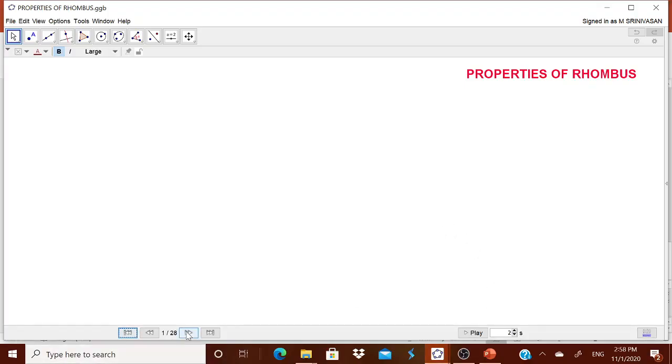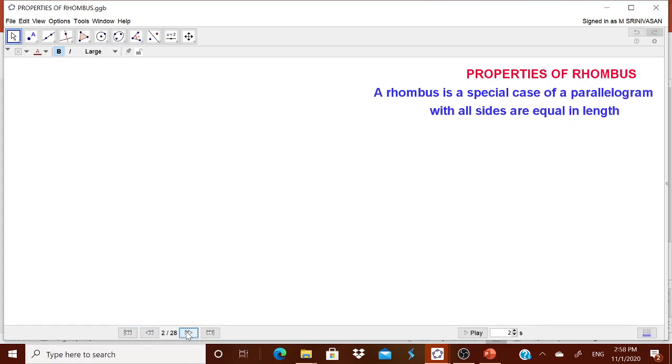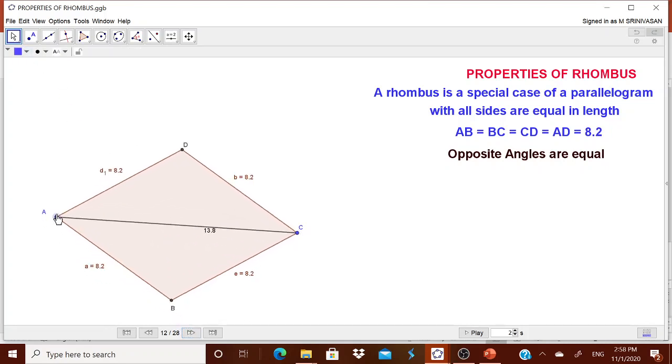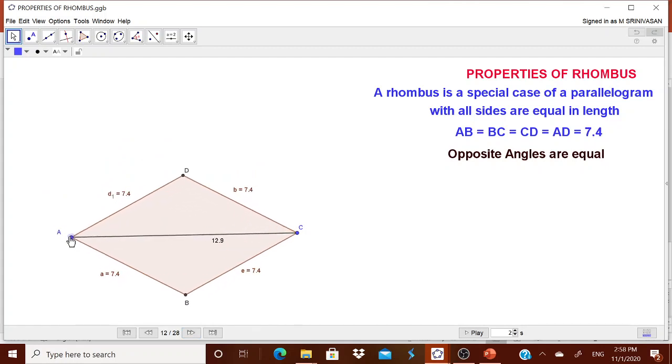Properties of rhombus. We will tell the definition of rhombus. It is a special case of parallelogram with all sides of equal length. We will construct it. Then we will tell them that all the sides are equal. Let them drag it and then check whether the sides are always equal. The sides are always equal.